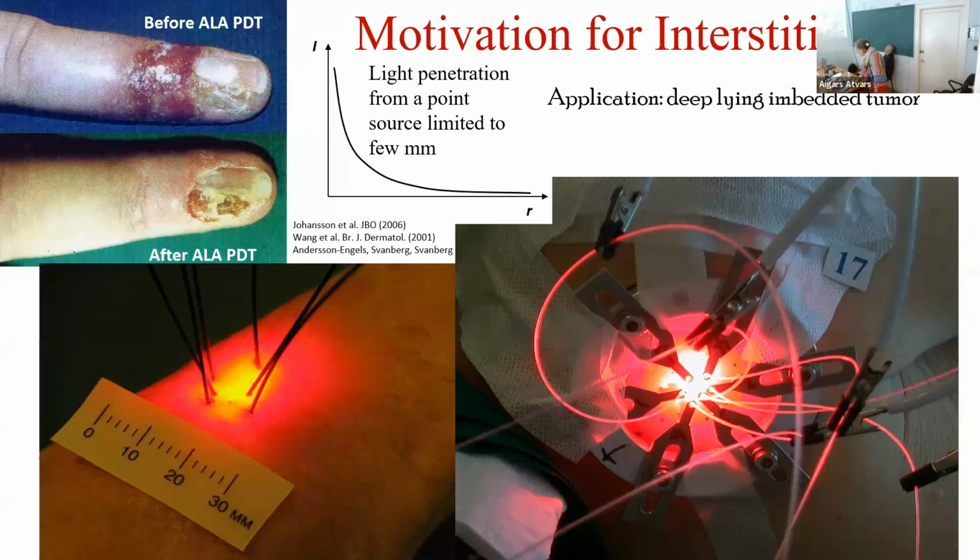So how can we use this technique for tumors embedded in the tissue? Because what I now discussed was the superficial perpendicular illumination on top of the skin, for example. But we know that the light penetration decreases dramatically when it goes through tissue, only a few millimeters. And one way of overcoming this is to put fibers into the tissue.